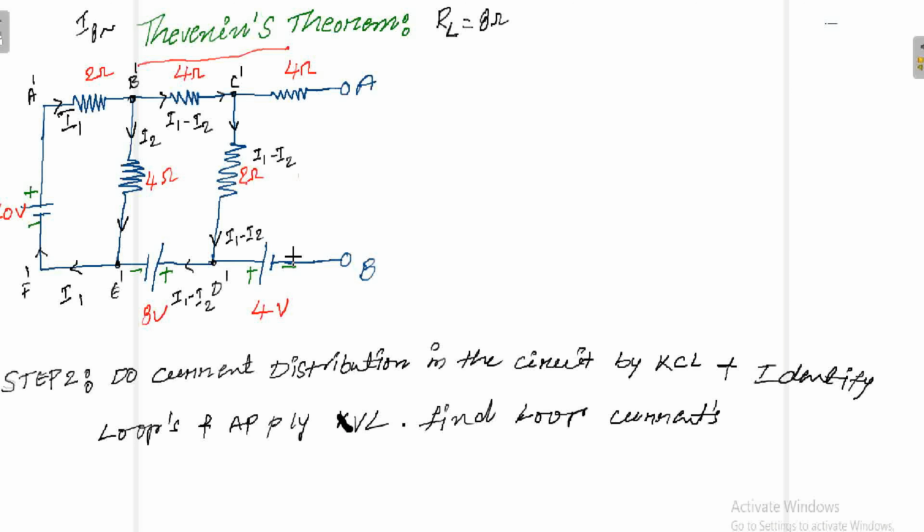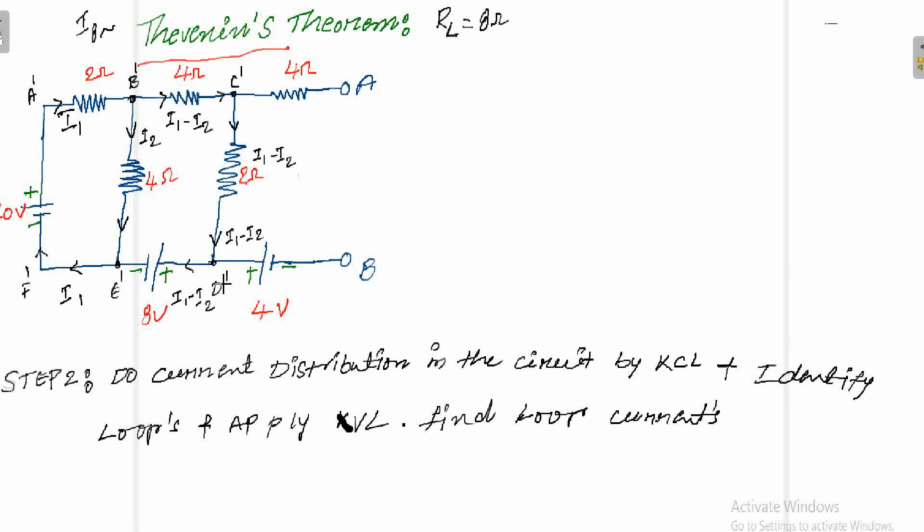Have we done the correct distribution? Yes. How can we say we have done the current distribution correctly? Because whatever current goes out from the 20 volts reaches the same point. The same I1 current goes out, passes through some branches, and comes into the negative polarity of your 20 volts. So we have done the current distribution correctly.